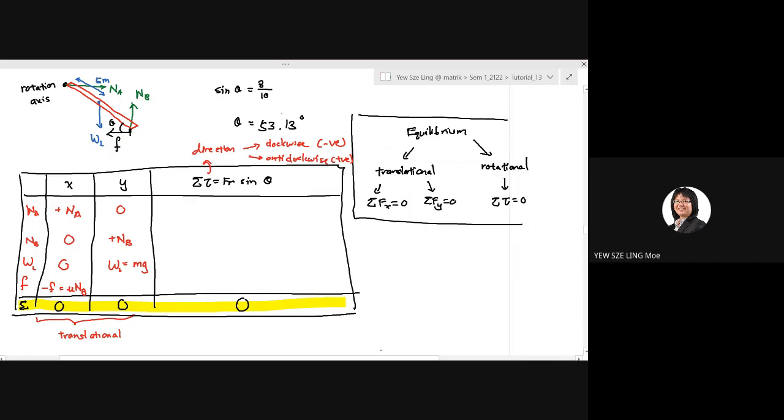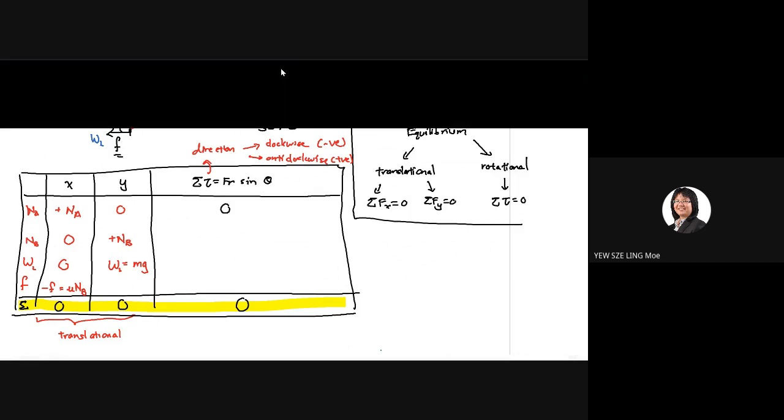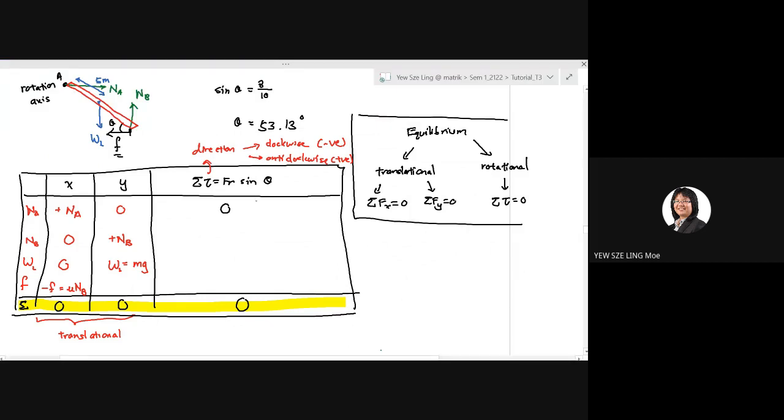Why? Because according to the question, I need to calculate quite a lot of information about friction, so I need to keep friction as a variable in my table. I don't want to remove it from my table. So if I choose point A as my rotation axis, that means the torque at point A is equal to 0. Why? Because if you choose the pivot at point A, then your R is equal to 0, therefore torque is equal to 0, because the equation is F r sine theta.